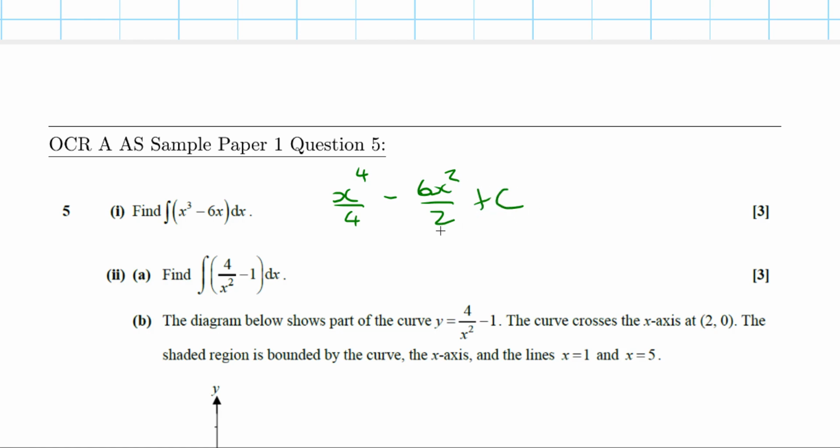Then plus c. And from here, I've just tidied up your answer to make sure you get the full mark. So x to the power 4 over 4 minus 3x squared plus c. And that's your answer to 5a.